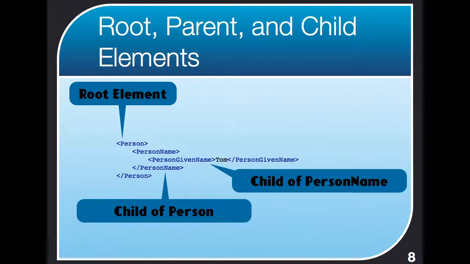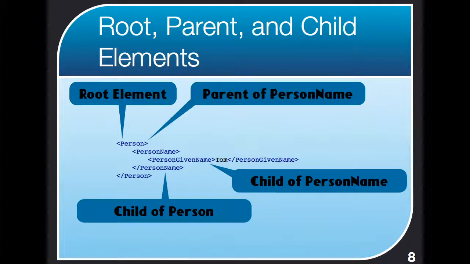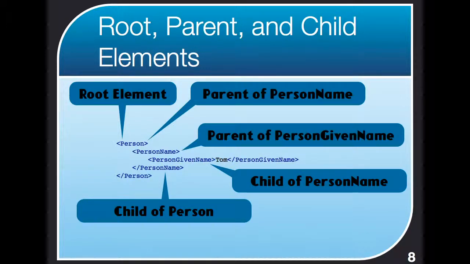Now the relationship works in reverse as well. We can talk about person being the parent of person name and person name being the parent of person given name. So you can look at the hierarchy in either direction. Either person's the parent of person name or person name is the child of person. Either way.